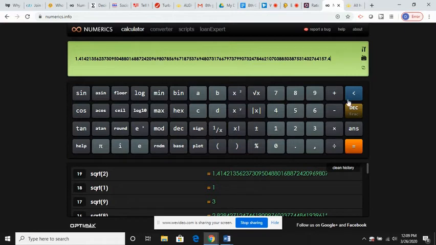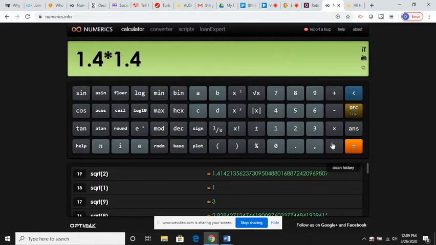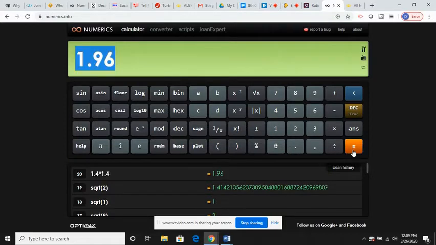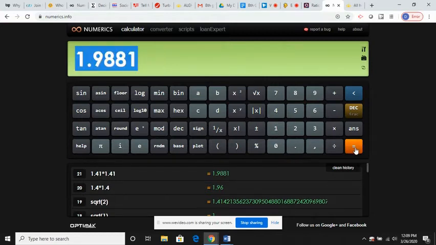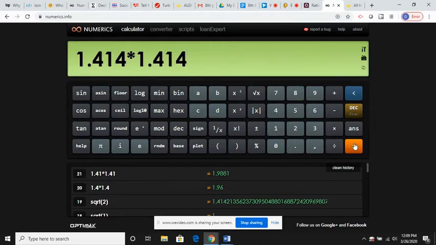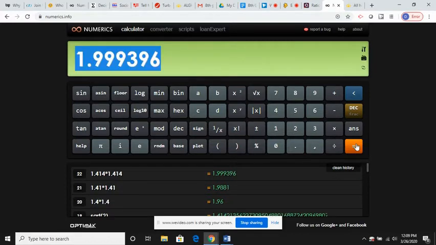1.4, let's clear that off. 1.4 times 1.4 is 1.96, really, really close to 2. But it was really 1.41, right? So if I multiply 1.41 times 1.41, I get 1.9881, almost 2. But it was really, remember, it was 1.414 times 1.414. Oh man, almost 2.